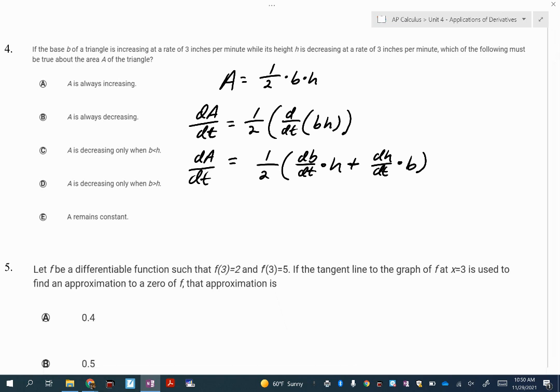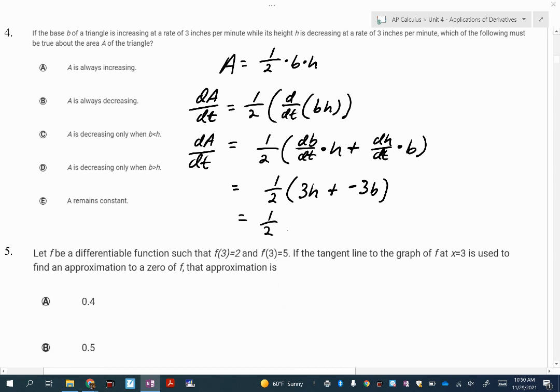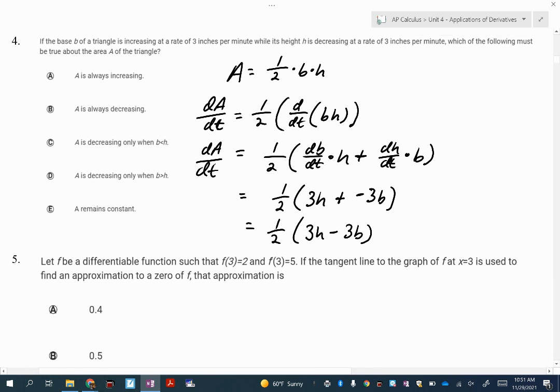All right, so I can clean this up a little bit. So 1/2 times, let's plug in what we know. The base of the triangle is increasing at a rate of 3 inches per minute, so that's 3h. And then plus the height is decreasing at a rate of 3 inches per minute, so that's going to be negative 3b. If you want to write it a little differently, you can: that's 3h minus 3b. We're trying to figure out what's happening to our area with respect to time.